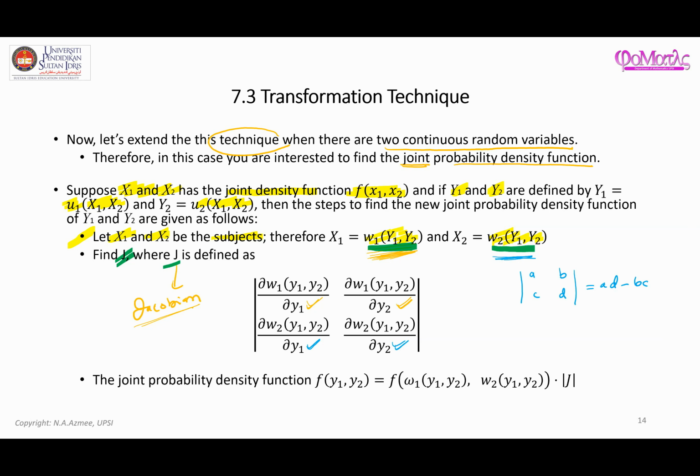So that's the second step related to finding the partial derivatives, and it is similar to the case of one single random variable. You differentiate something on the second stage.